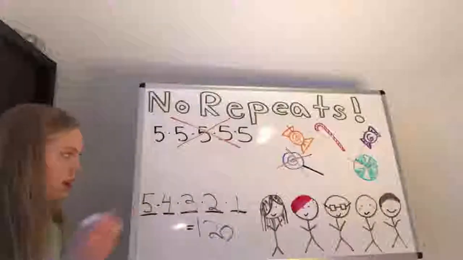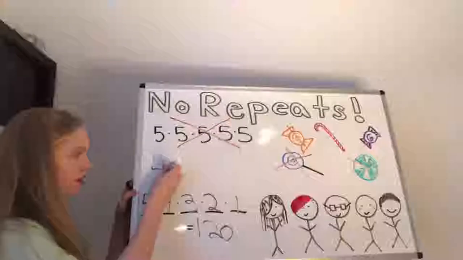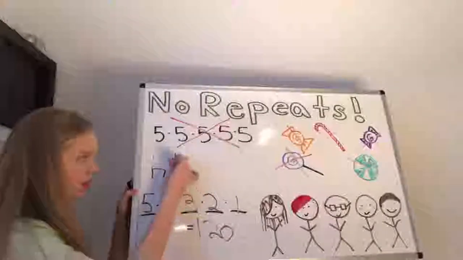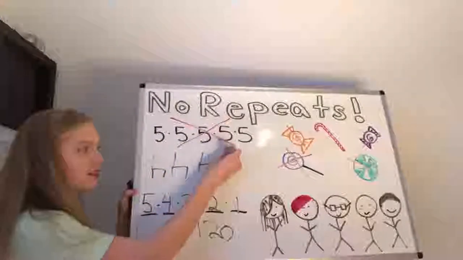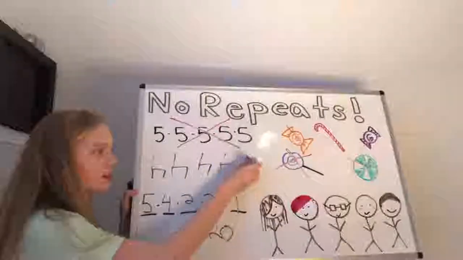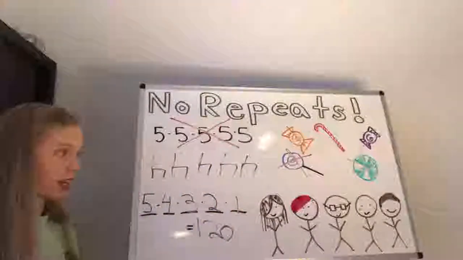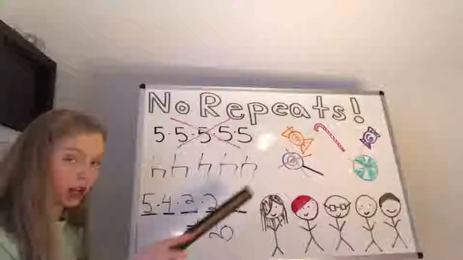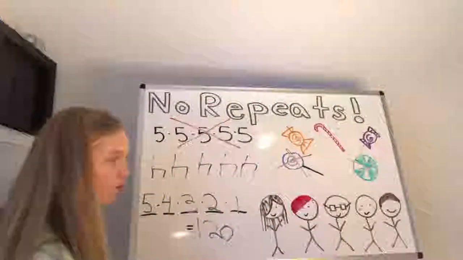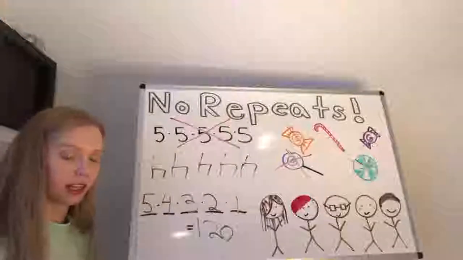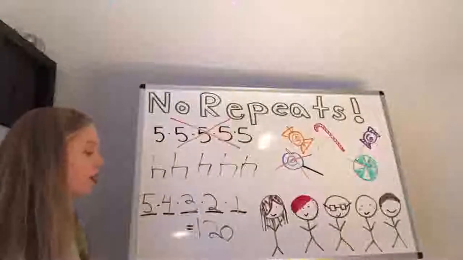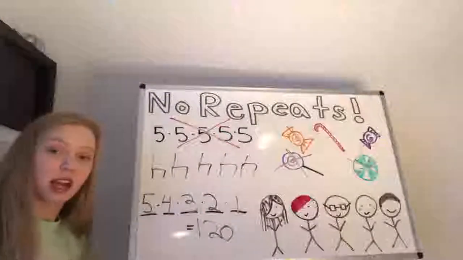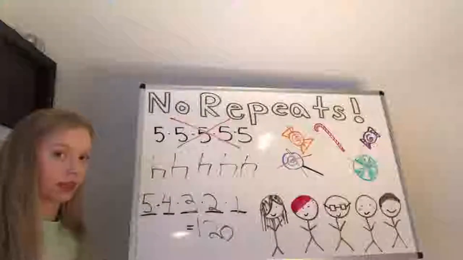Well, it's just like the candy problem. There are 5 chairs. The first kid has 5 options of where to sit down. The second 4, the third 3, then 2, and the last kid is forced to sit wherever the other kids didn't want to. And that's how counting works when you cannot repeat elements.